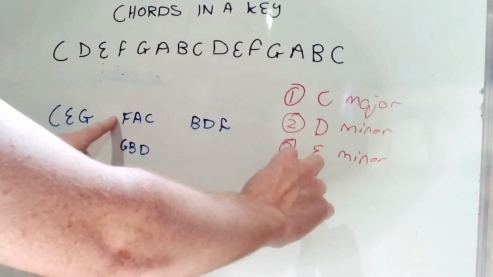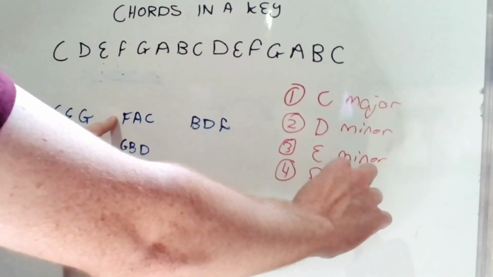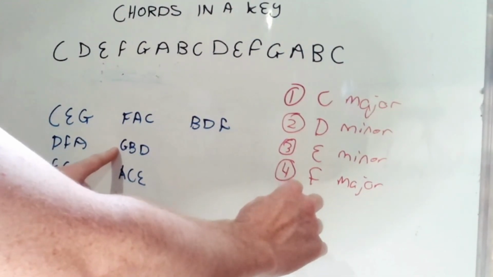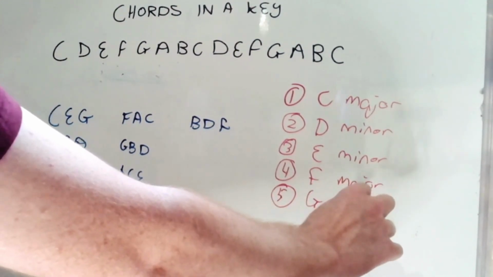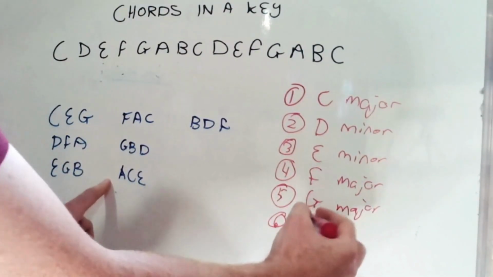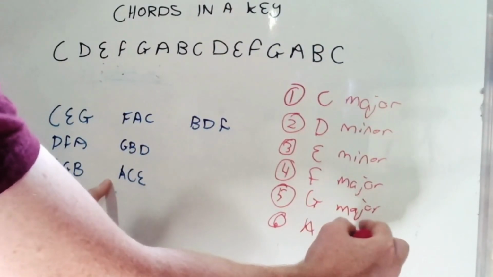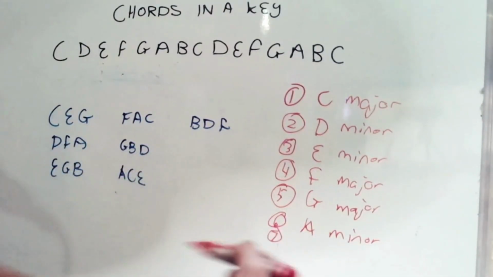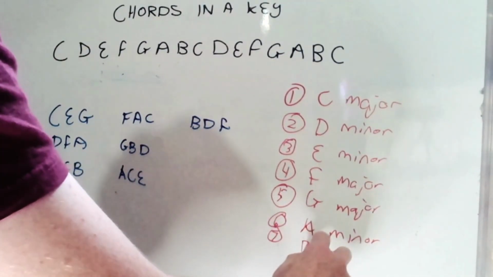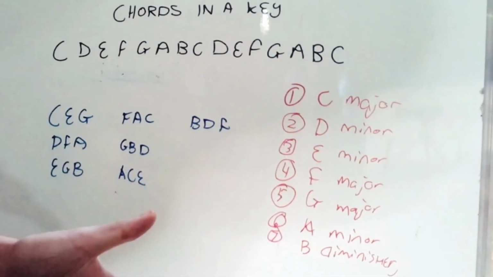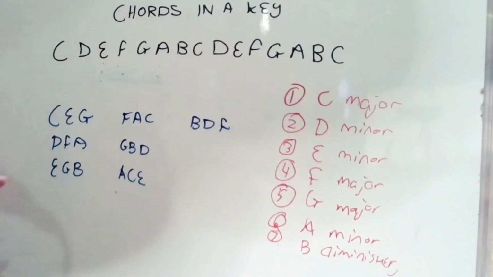4, F, A, and C is an F major chord. 5, G, B, and D is going to be a G major chord. And then 6, we have got A, C, and E, which is an A minor chord. And then finally on 7, you have got B, D, and F, which is a B diminished chord. There we go. Terrible handwriting, but you can make out what I'm saying here. Alright, so you've got all 7 chords inside of your key.